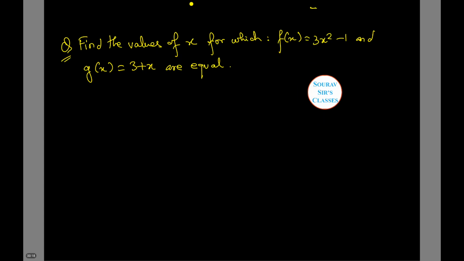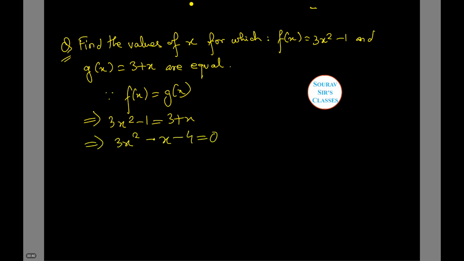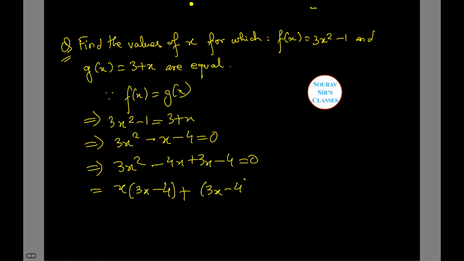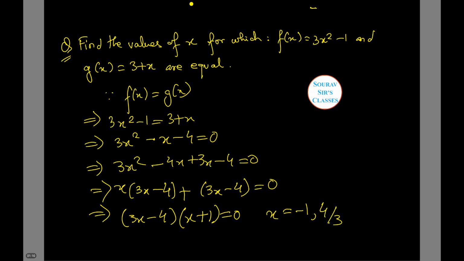For our first question, we need to find the values of x for which f(x) = 3x² - 1 and g(x) = 3 + x are equal. Since f(x) = g(x), we equate the two equations, that is 3x² - 1 = 3 + x, or 3x² - x - 4 = 0, or 3x² - 4x + 3x - 4 = 0. Thus x(3x - 4) + 1(3x - 4) = 0, or (3x - 4)(x + 1) = 0. Thus x = -1, 4/3.